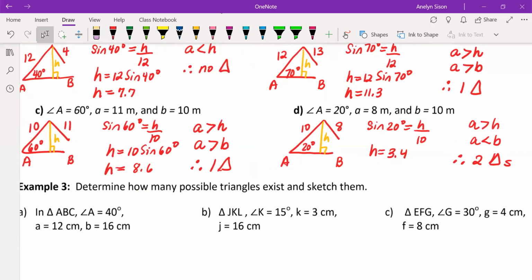All right, let's see. How many triangles did you get for letter C? One. For letter D? Two. All right, I think we're good. You have the same numbers? You understand when to get 0, 1, or 2? And you know how to solve the triangles once you get 2? Find all the sides, find all the angles?